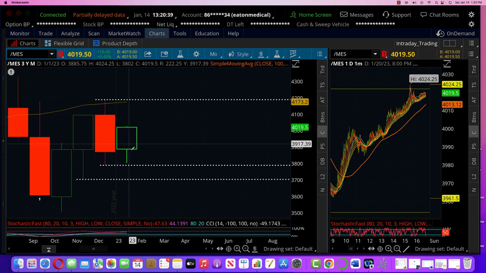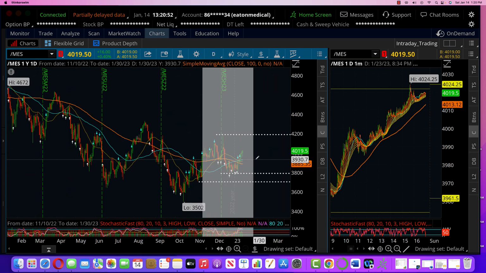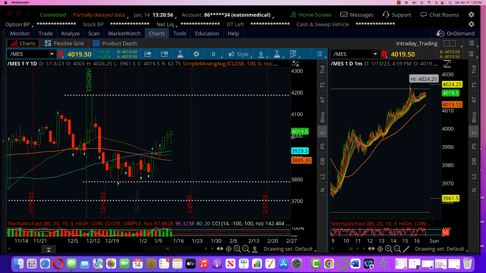And they tend to stick around, like when we get up here, probably act as resistance. When we came down here, acted as support. And you can get as granular as you want to with this. Here's the daily level. So you can see we're kind of heading back up to the previous month high.